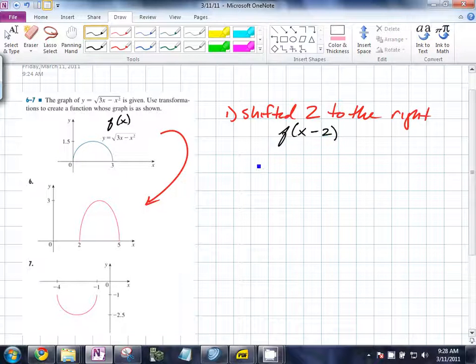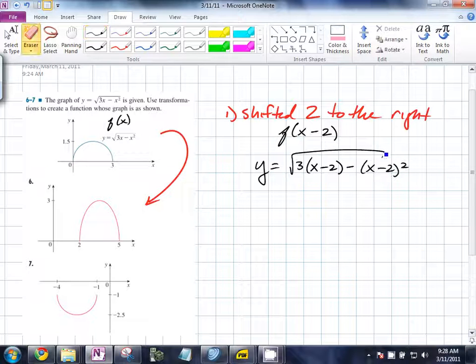Therefore our new function is going to be y is equal to the square root of 3 times (x minus 2) minus (x minus 2) squared. You have to subtract 2 from all the x's.